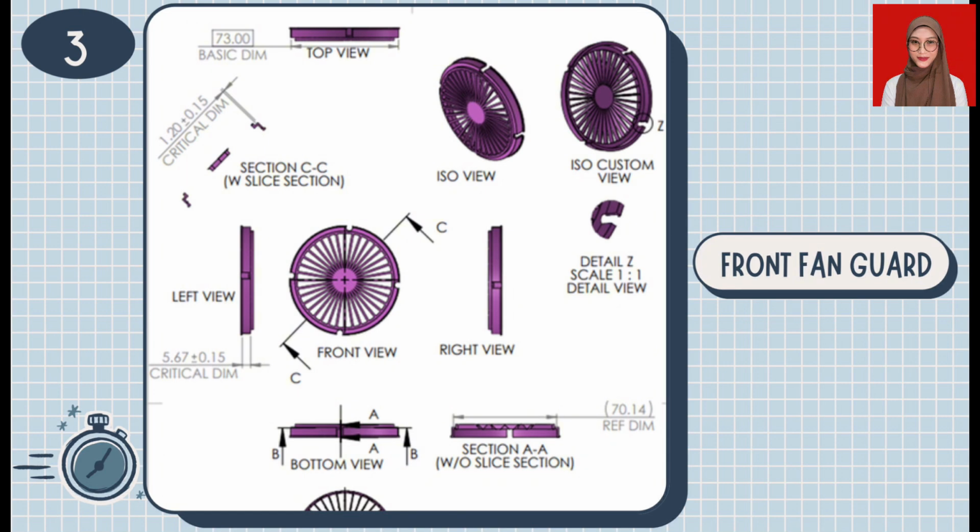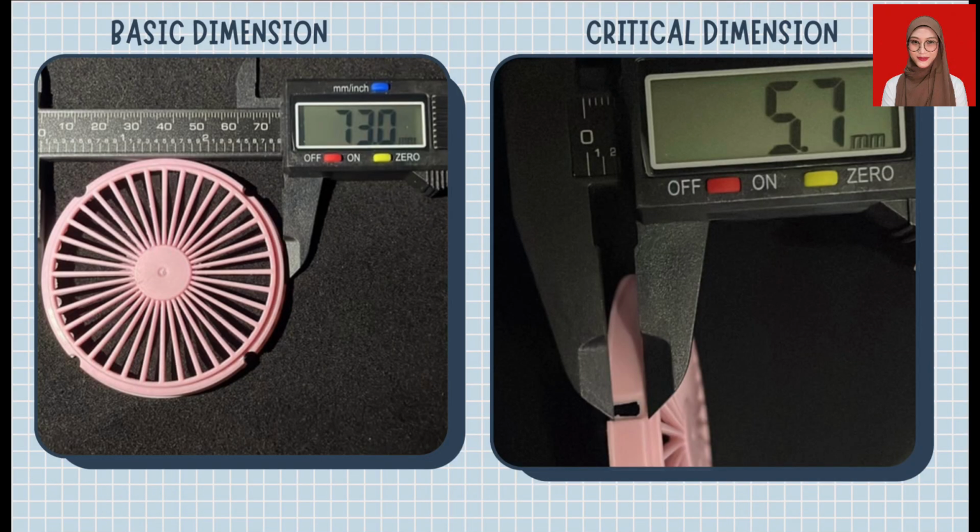Next, this slide highlights the front fan guard. Precise measurement of the outer diameter and critical thickness was required here to guarantee that the snap fits match the physical counterpart perfectly. Here are the basic dimensions and the critical dimensions for the front fan guard.